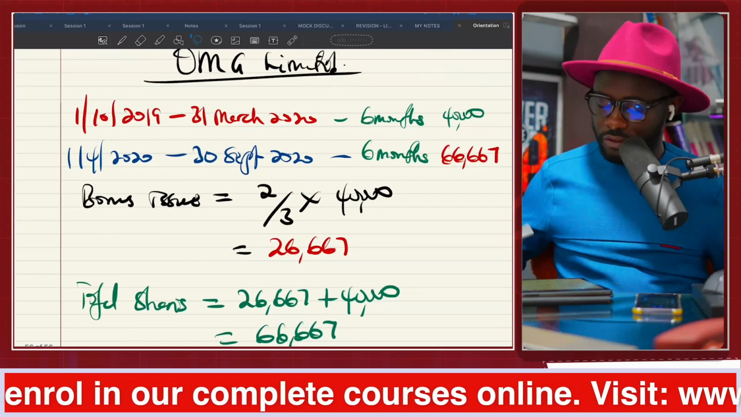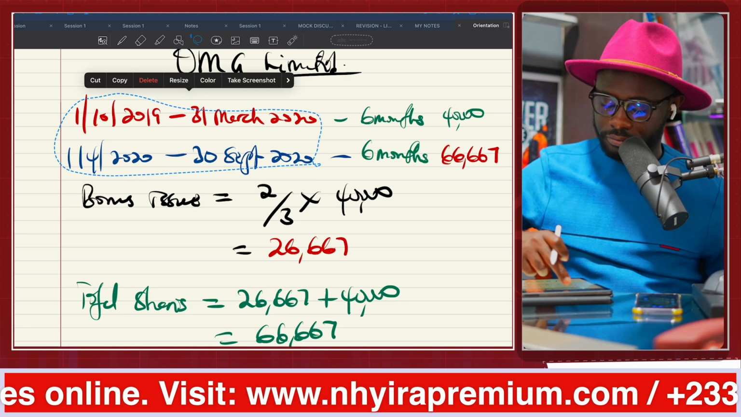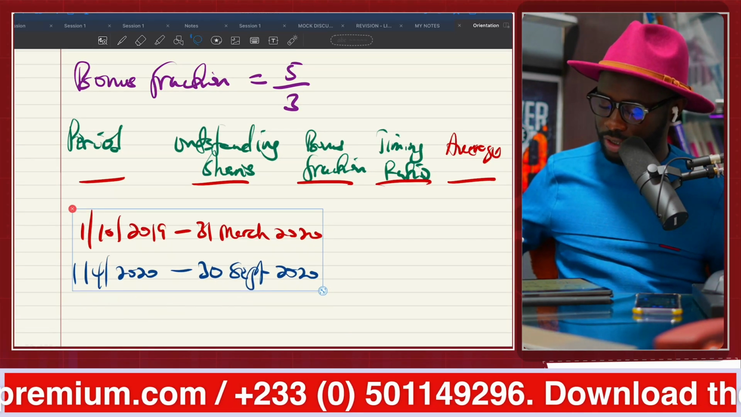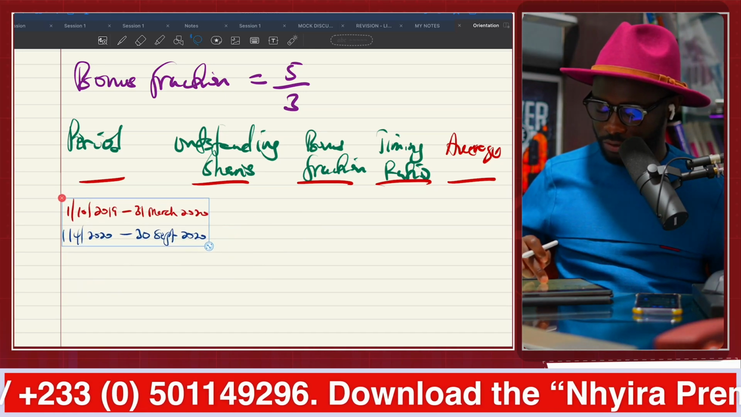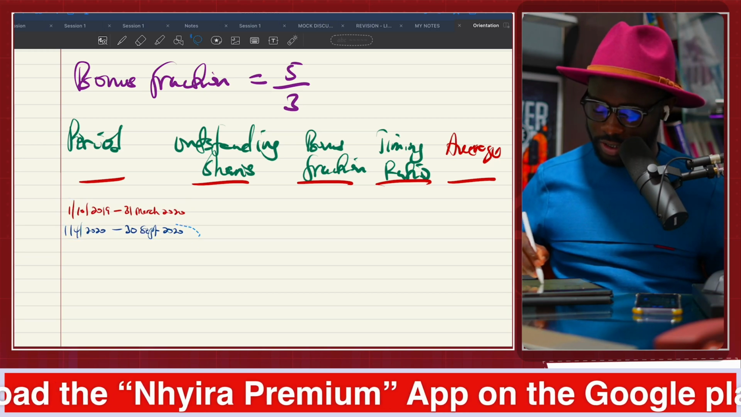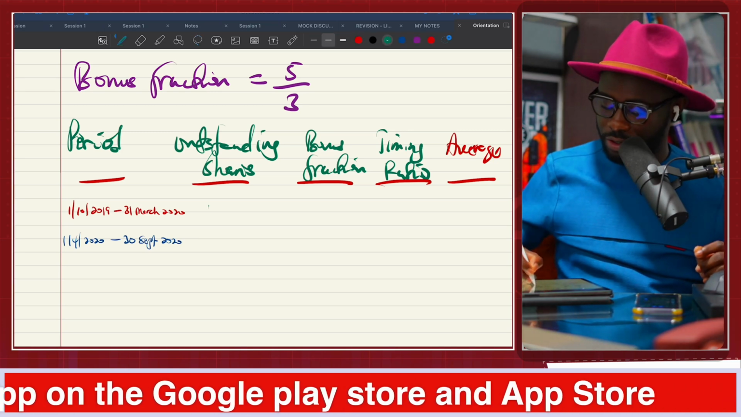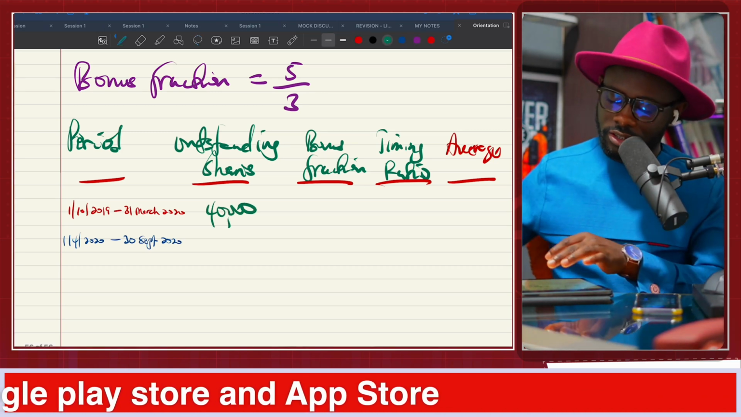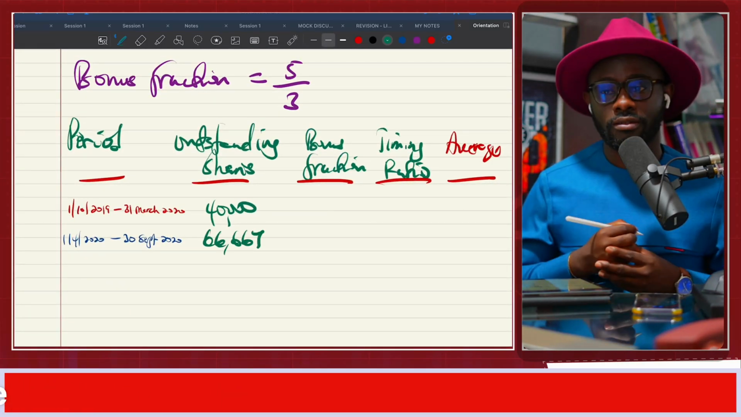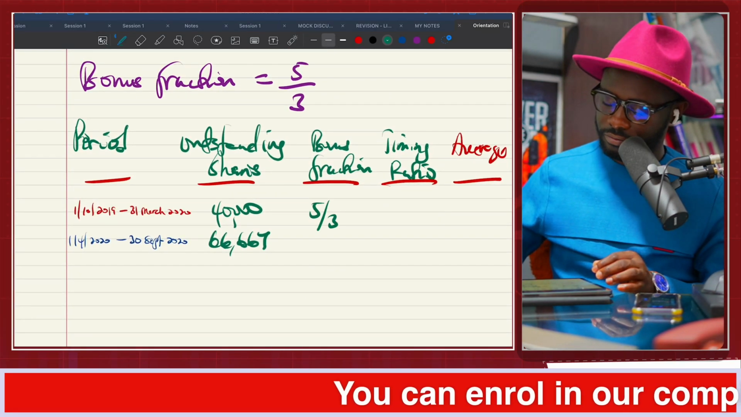So the period, we have the period here. I'm just going to copy it, as you know already, as a lazy boy, and then I'll make it a little bit smaller just to fit into my slide. All right, something like that. So the outstanding shares for the first period, we said, is 40,000. The outstanding shares for the second period, 66,667. Then the bonus fraction will come, which is 5 over 3 here.